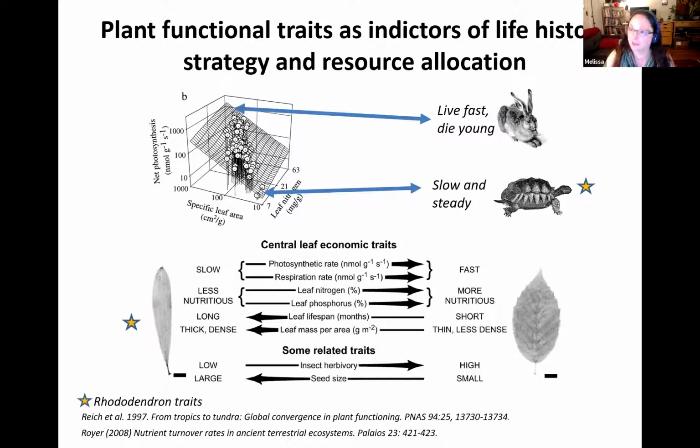Rhododendrons are on the slow and steady side of things. They tend to have leaf traits where they put a lot into each leaf. Each one is generally going to be thicker, more defended against herbivory. And also, as a consequence, though, plants tend to be much more slow growing and more short in stature relative to other woody plants.